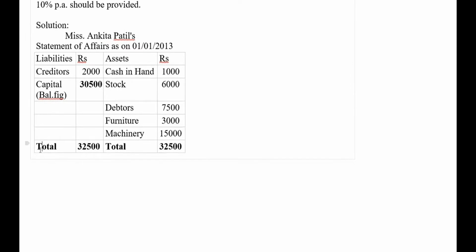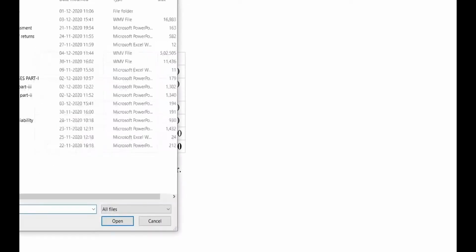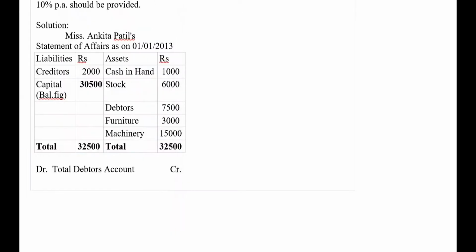So now let me go for the next one. Here we need to prepare the total debtors account. So debit, total debtors account. Let me insert a table here. Particulars rupees, particulars rupees. So now we start with the opening balance here.